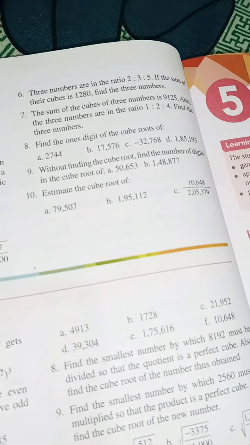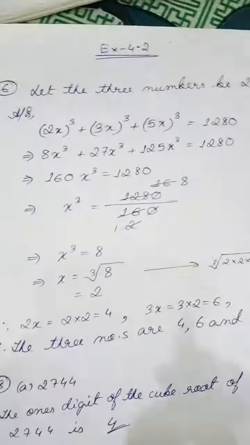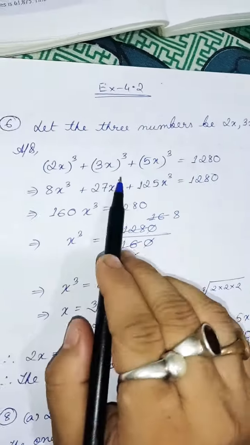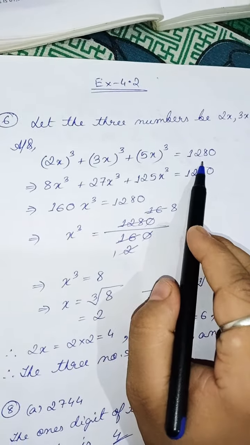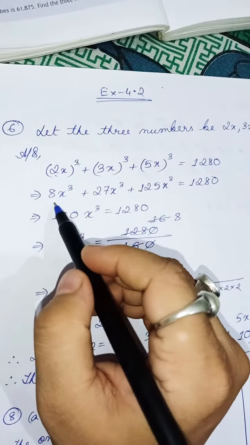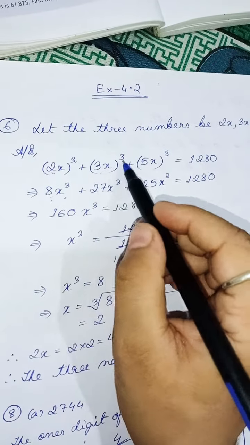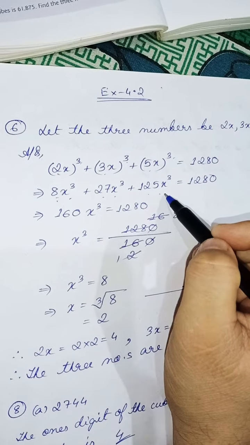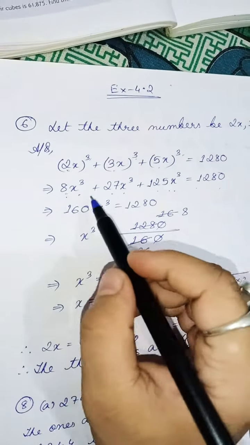Now the question says the sum of their cubes, not the numbers directly, but after taking their cubes, you have to find the sum. So according to the question, the sum of the cubes of these three numbers is given as 1280. Cube of 2 is 8, so 8x cube. Cube of 3 is 27, 27x cube. Cube of 5 is 125, so 125x cube is equal to 1280.